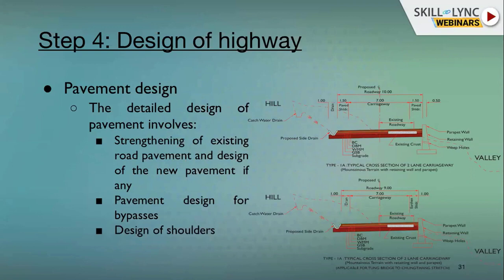We have various codes. Indian Roads Congress has codes. There are manuals also. SP84 is the hill road manual, SP73 is the toll manual. All those manuals are there. IRC 37 is there for pavement design. All those will be used for this design.